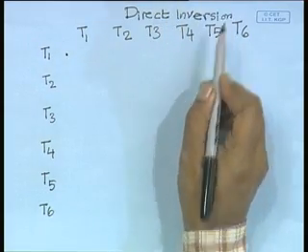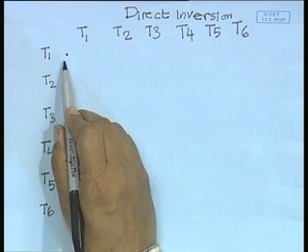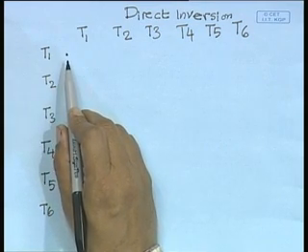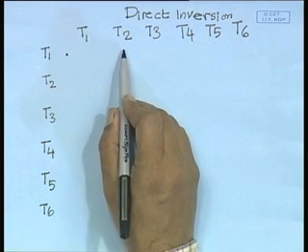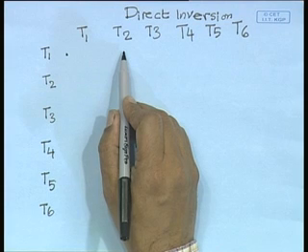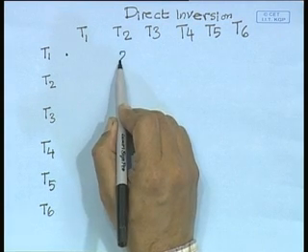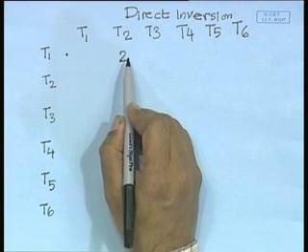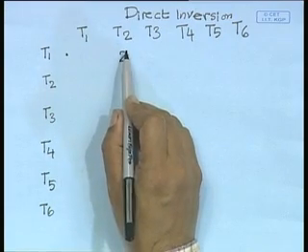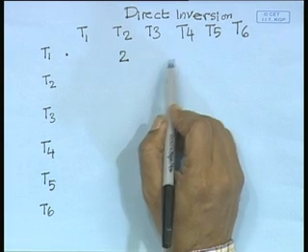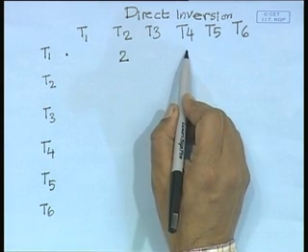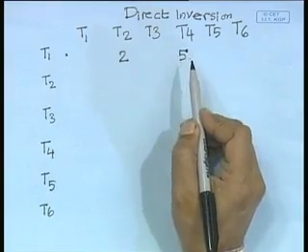Please tell me how much inversion T1 suffers from other tasks. It suffers from T2, is it? For what duration? 2, right? As I can see, T1 can suffer inversion due to T2 for 2 milliseconds. And any other task? T4. So T4, how much? What is the duration? Can't see. Okay, so let me just write 5 milliseconds.